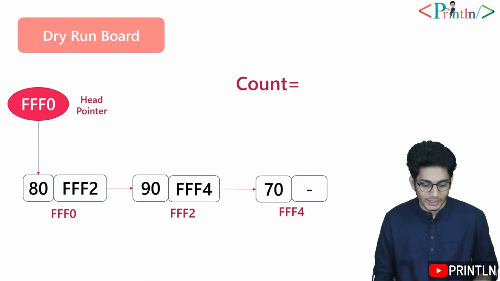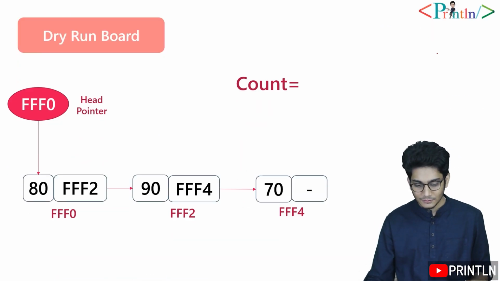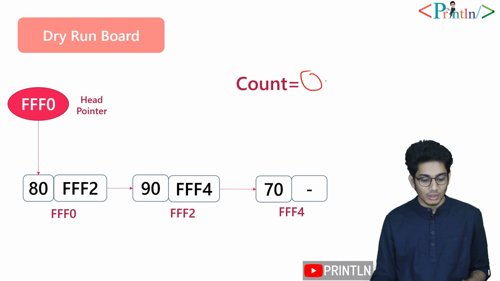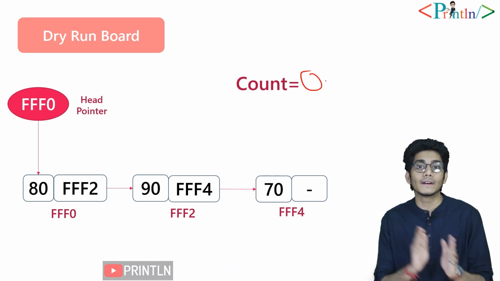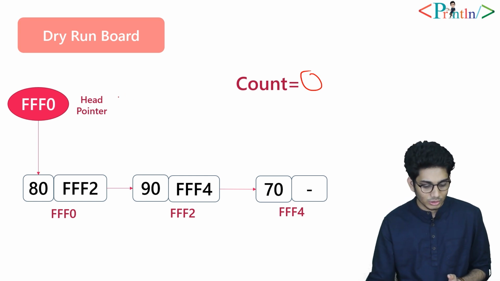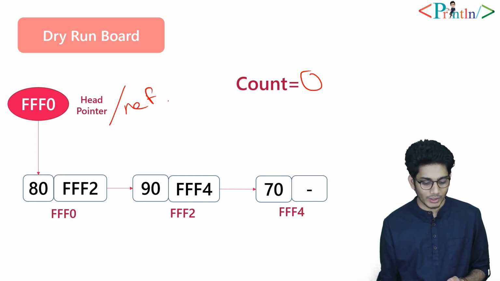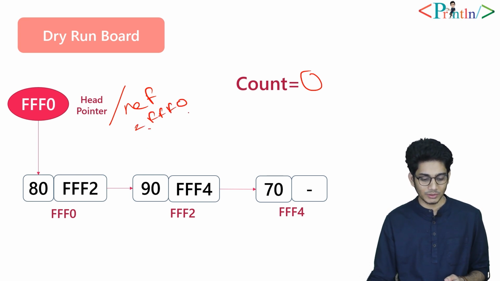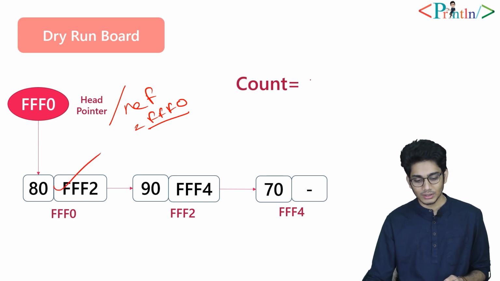Now we'll do the dry run. At first the value of our count is 0. As I said, we won't move our head pointer. What we'll do is take a reference pointer. At first, what does the reference pointer contain? It contains the head block, that is FFF0. It's not equal to null. At first we'll access this block, then we'll increment the count. It will be 1.